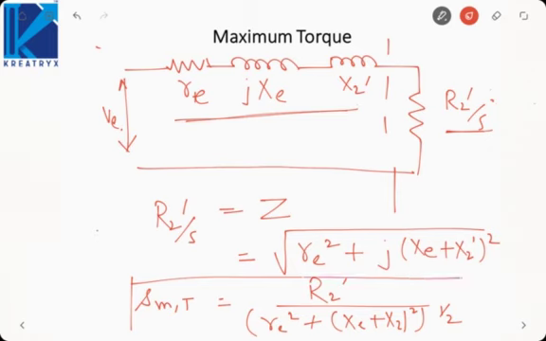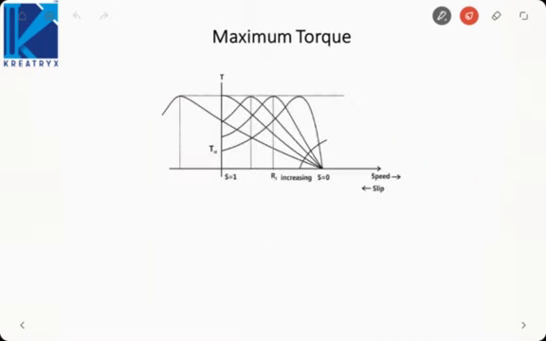Okay, the same expression can be derived using the maximum power transfer theorem, because whenever the torque is maximum, the air gap power will also be maximum, because both are related by the synchronous speed. The air gap power is equal to synchronous speed into the electromagnetic torque developed. Now in case of a wound rotor machine, we have a facility of adding an external resistance. But as we saw, maximum torque was 3 by omega s, V1 square by 2 X2 dash.